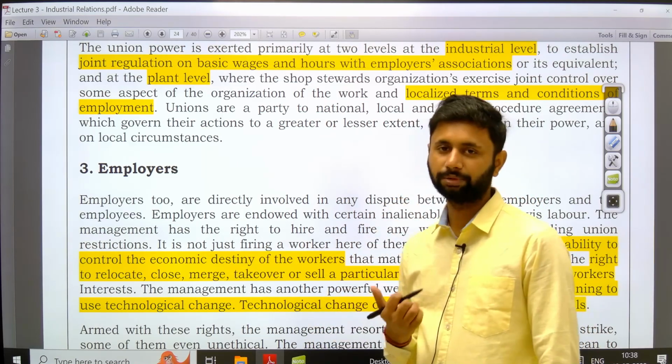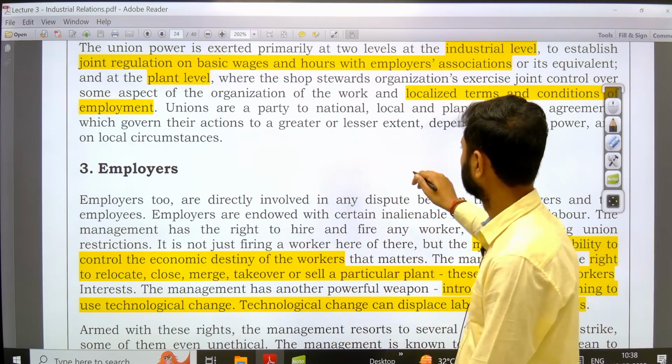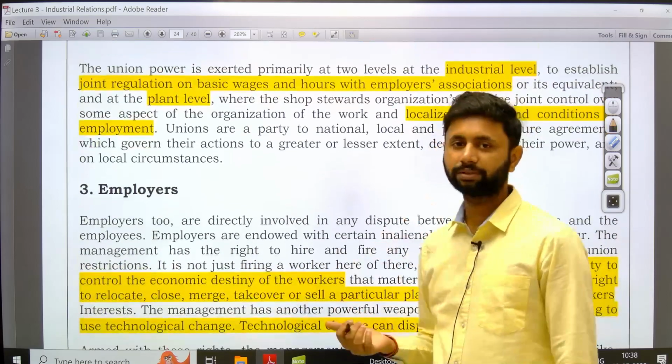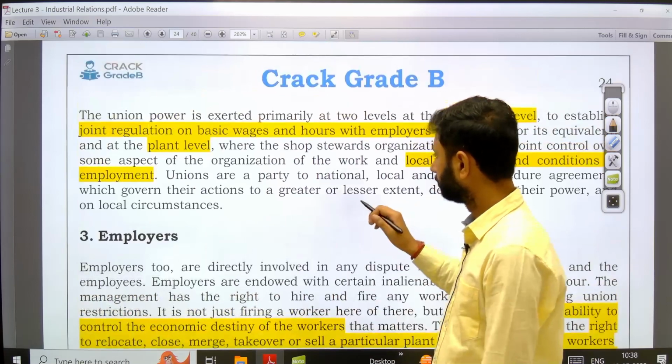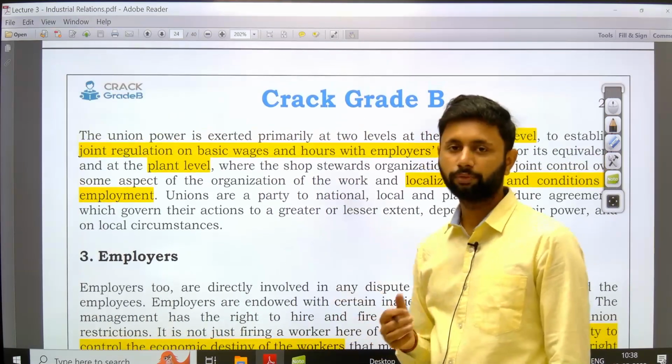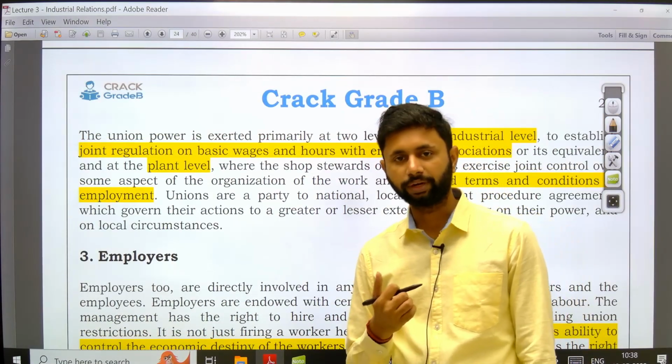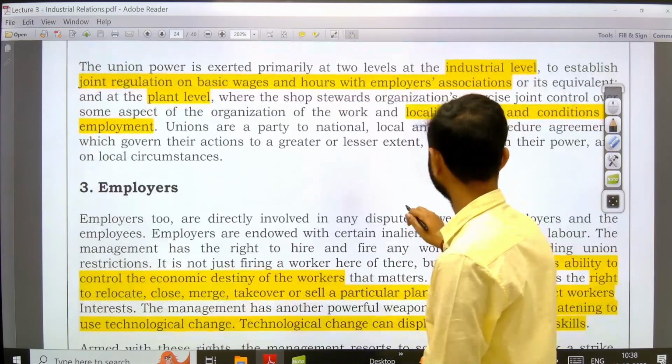For example, a basic minimum pay. Because each and every sector is different, however, there is a very basic base that should be there for each and every worker to live a dignified existence.